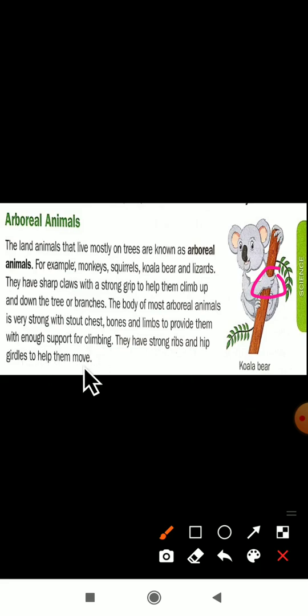See dear students, these arboreal animals are very strong. Their bones, it may be their girdles, yes, even their limbs, they are very strong and they will support in climbing the tree here.